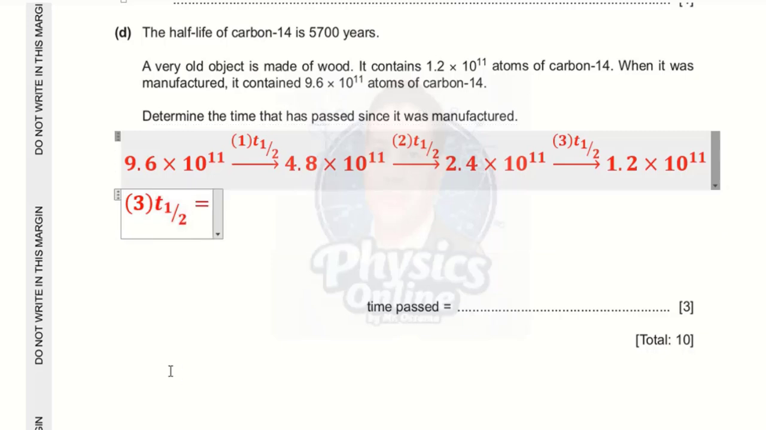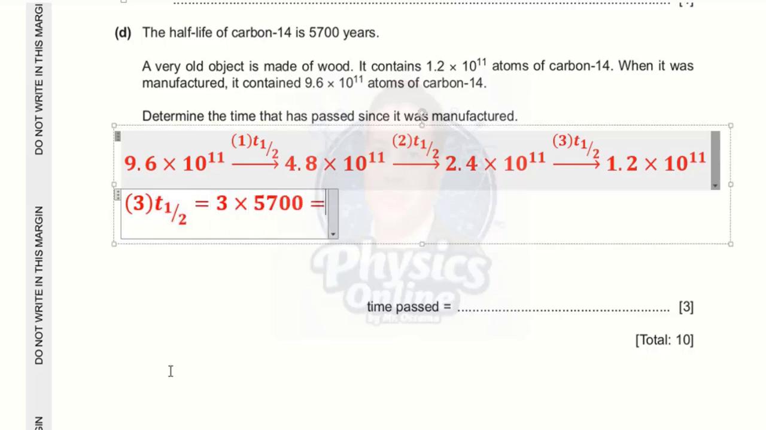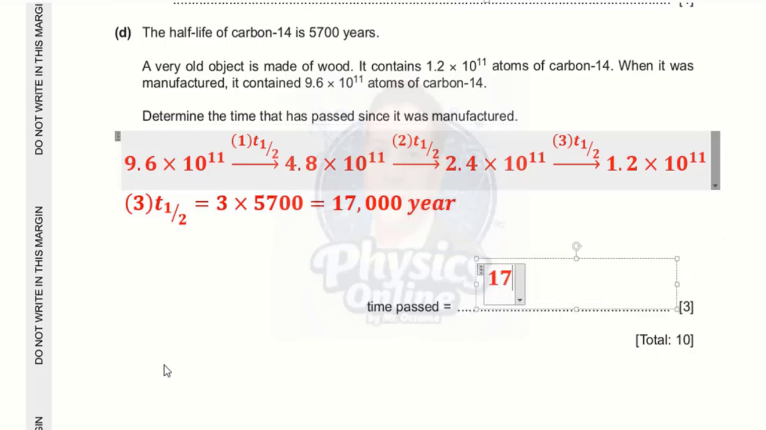3 half-lives, each one is 5,700 years. So it equals about 17,000 years. The age of this wood is about 17,000 years.